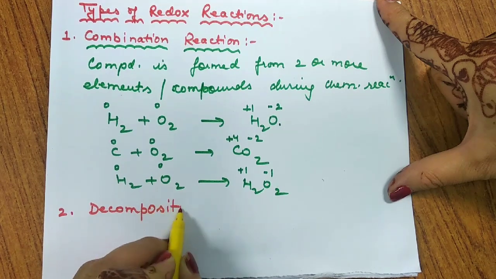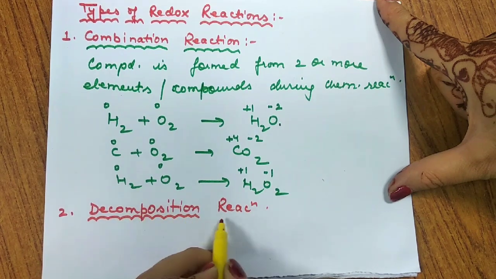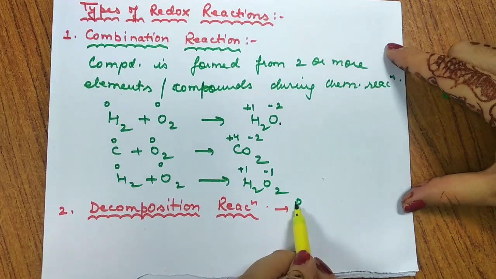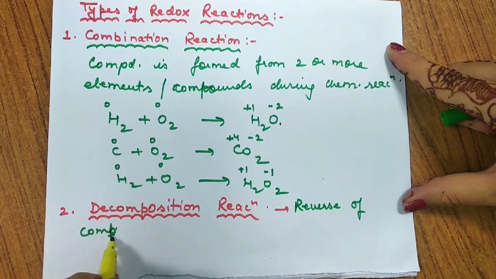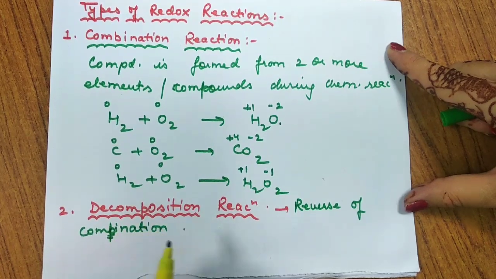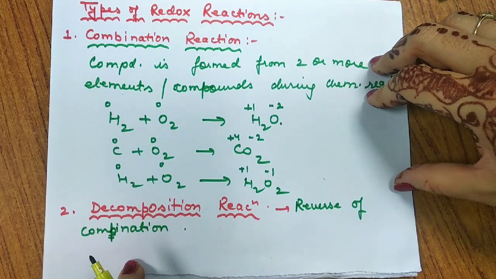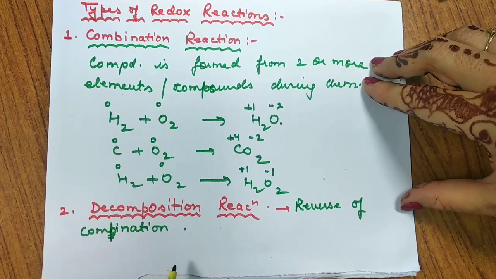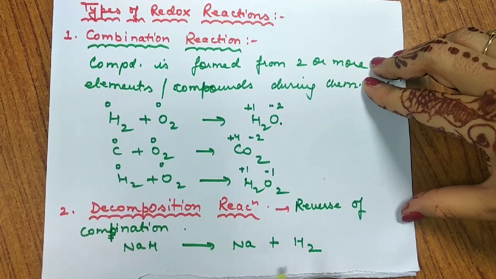Second, we have the decomposition reaction. This decomposition reaction is the reverse of the combination reaction. If it is the reverse of combination, it is now clear that in combination a compound is formed, and in decomposition a compound undergoes decomposition. That means a compound decomposes to give two or more components. For example, if I have sodium hydride, it changes into sodium and hydrogen.